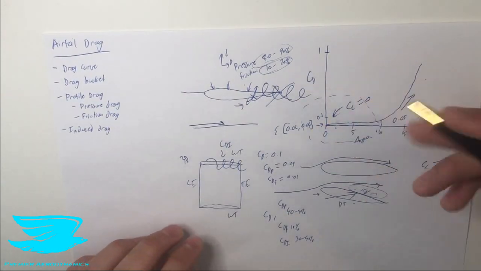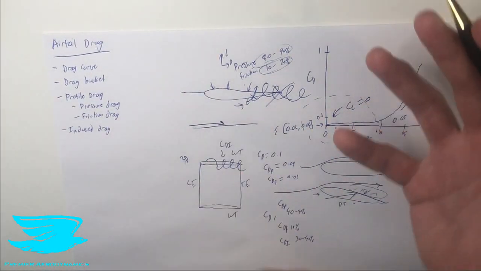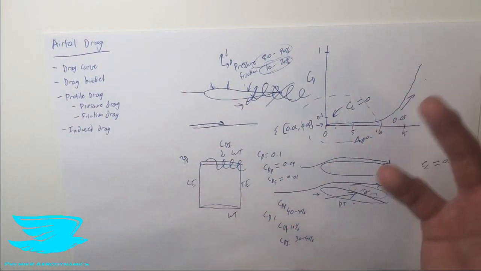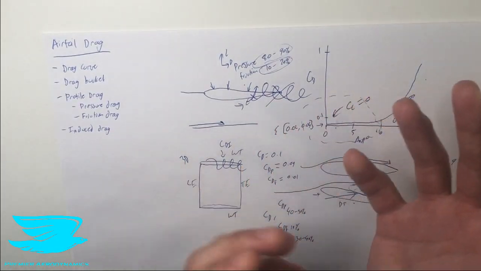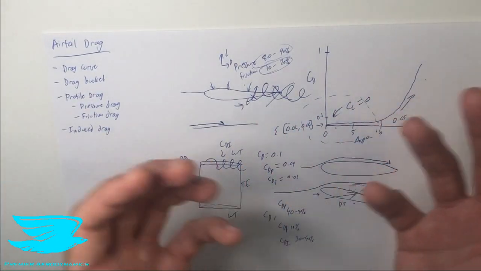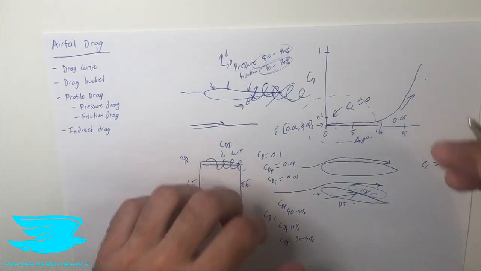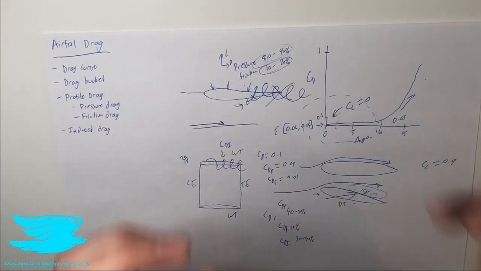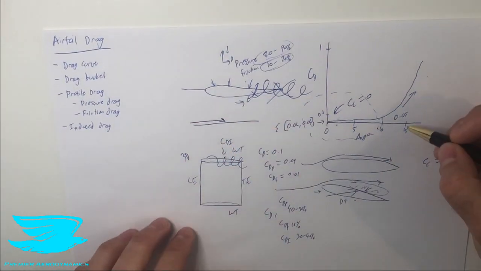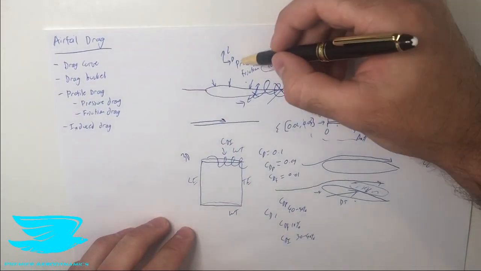In this drag bucket region, what this tells us is that we can change the angle of attack of the airfoil, and we don't have too much of a consequence in terms of the drag coefficient. So we can really do what we like, and we can get away with it. But if we were to increase it even more past this point, we'll then have to pay the price in terms of the drag coefficient. And this drag bucket occurs because of the pressure drag.